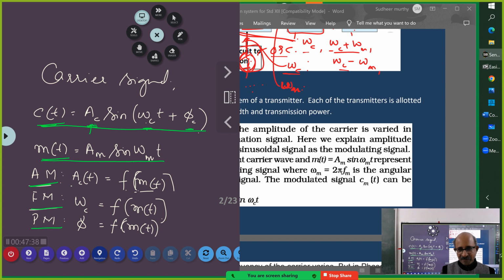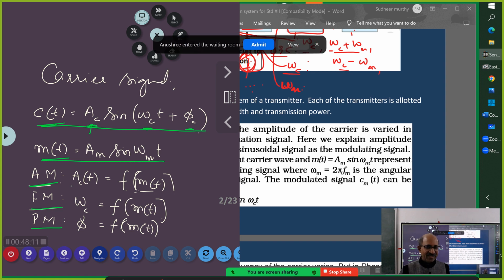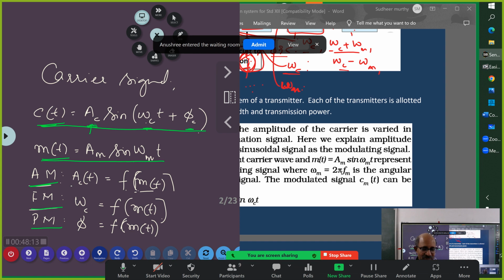No. Anybody? Amplitude of the carrier is varied in accordance with the amplitude of the modulating signal. Amplitude of the modulating signal is constant. Very good. Right. Good. I wanted somebody to think like this.